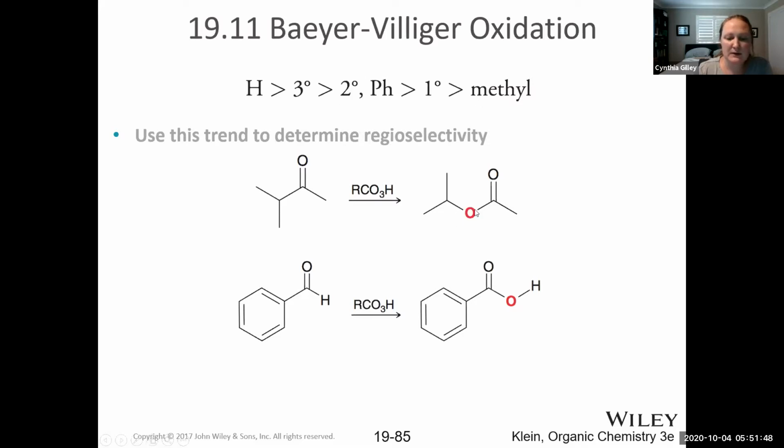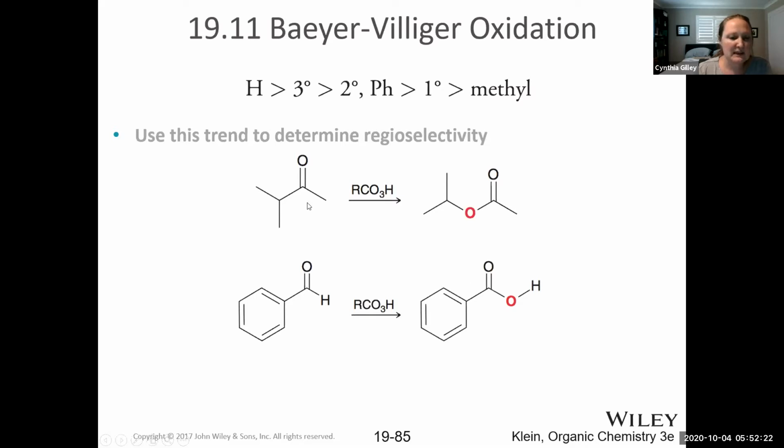So we're going to insert between that carbon and this carbon to make this particular ester, as opposed to inserting between this bond and making a different ester. What about this aldehyde? Aldehydes have a hydrogen attached to the carbonyl carbon, and the hydrogen migrates the fastest. So we're always going to insert between this carbon-oxygen bond and end up with a carboxylic acid product. So whenever you use an aldehyde, you always get a carboxylic acid.